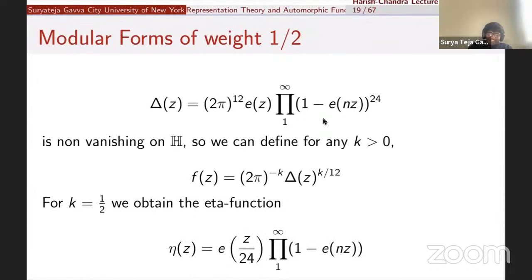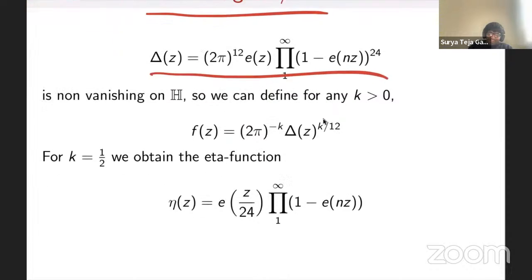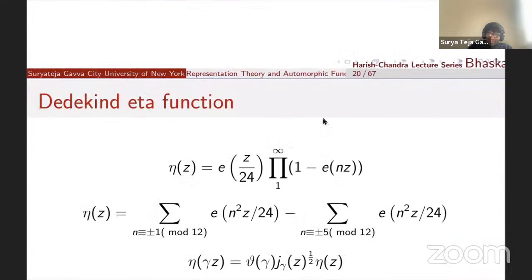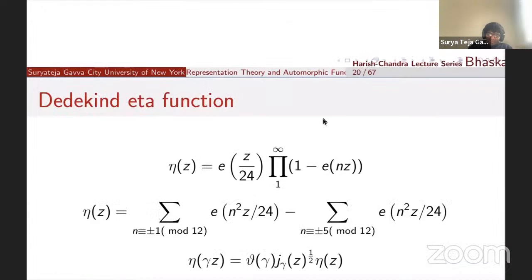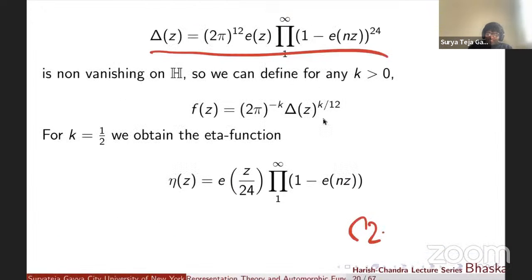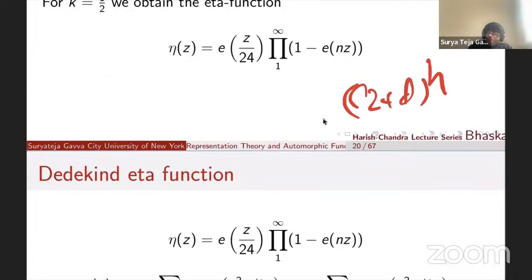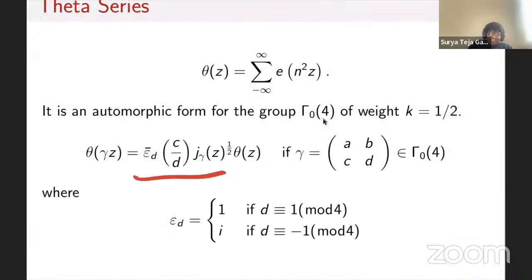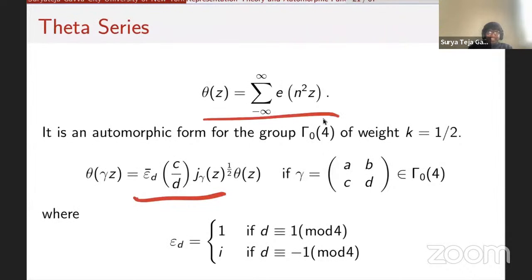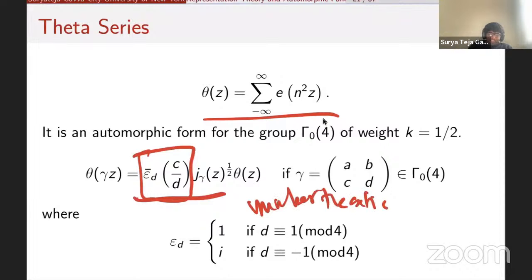So for instance, there are some interesting functions where, instead of just cz plus d, you'll have these extra factors. I've written the factors here. In the case of a series like this, called a theta series, you have a factor which looks like this. This is also an interesting number theoretic quantity. It's an extension of the Legendre symbol, if you have seen this before.